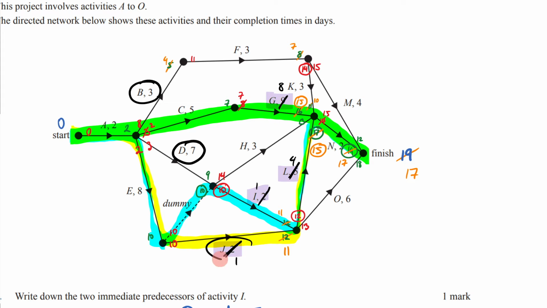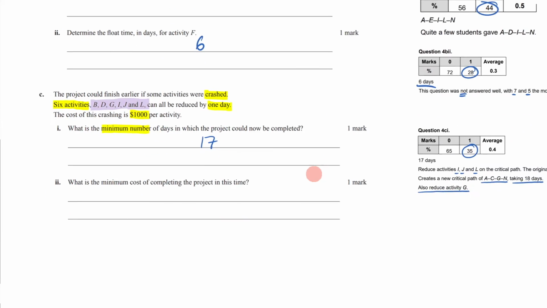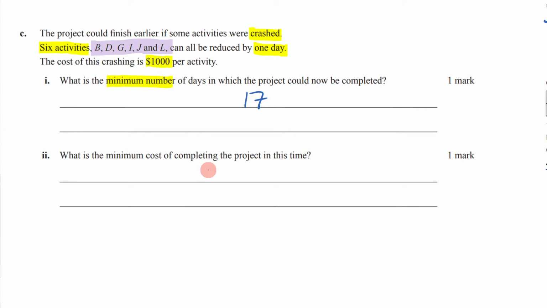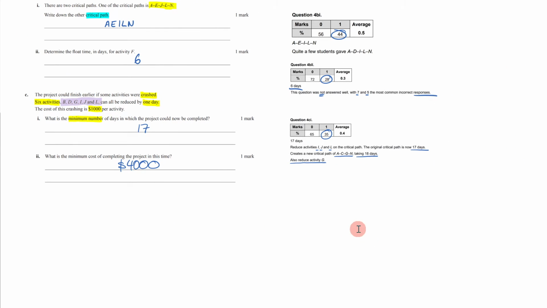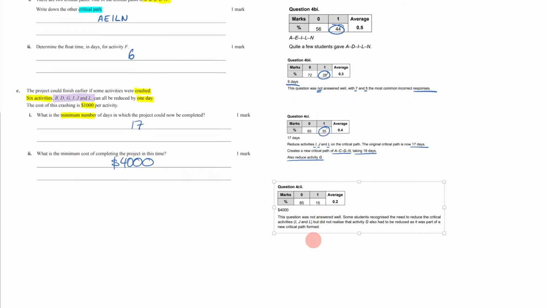So that means you have to make 1, 2, 3, 4 reductions here. 4 reductions. Each reduction is $1,000. So that means all up, you're going to be spending 4,000. Let's see how many people got this one correct. As you can see, the answer was 4,000.